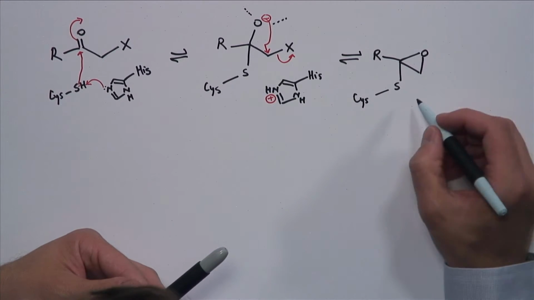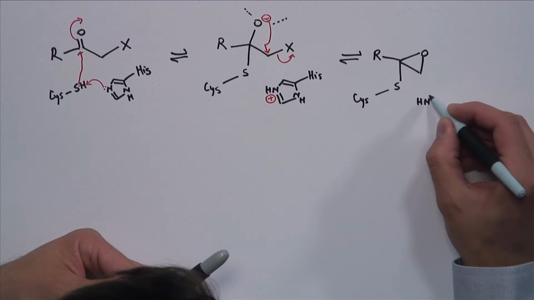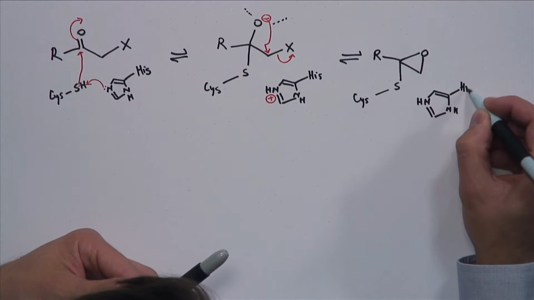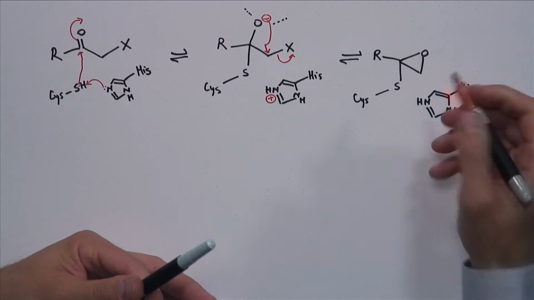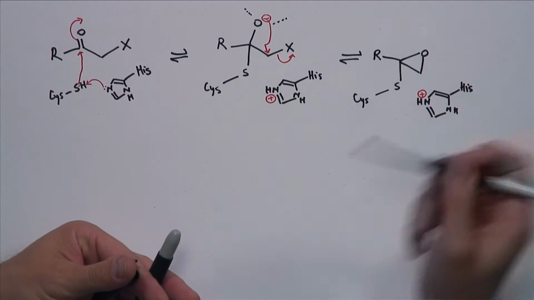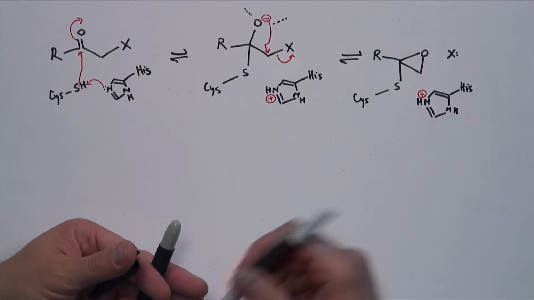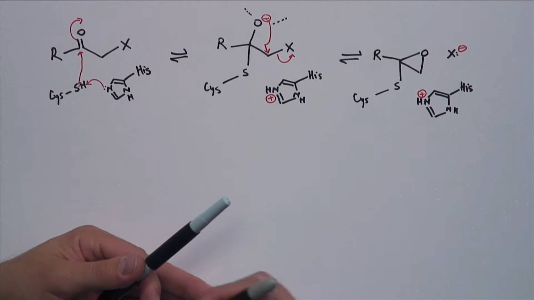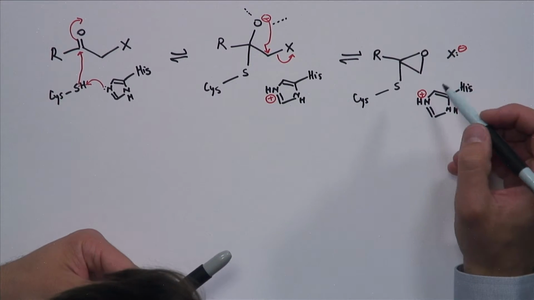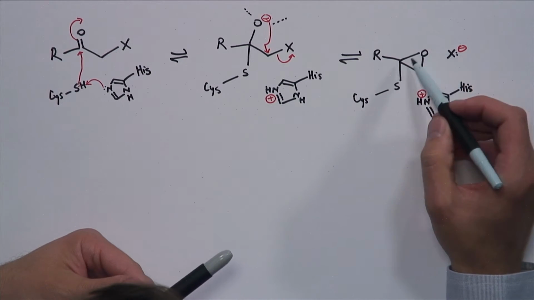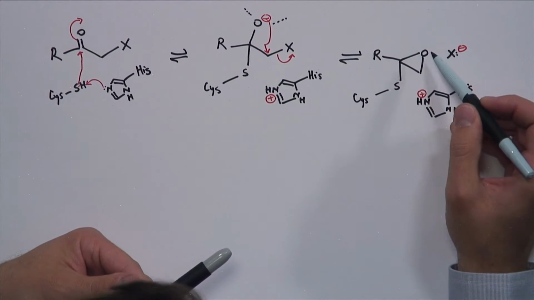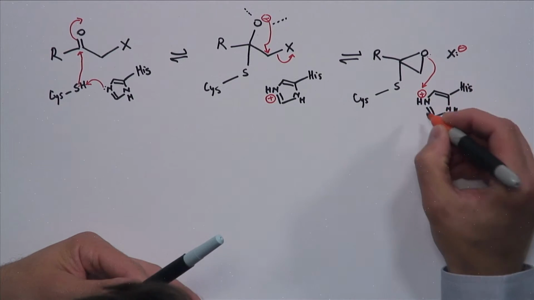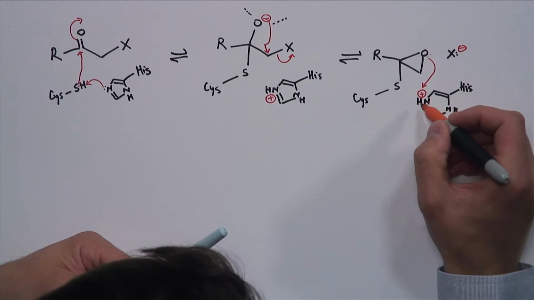And we still have our protonated histidine here. And there's a positive charge here, and of course the X group is taking its electrons and leaves as an anion. Now, in the next step, because this histidine is actually close enough to the epoxide, the epoxide is going to get protonated. So this takes the proton from the histidine.